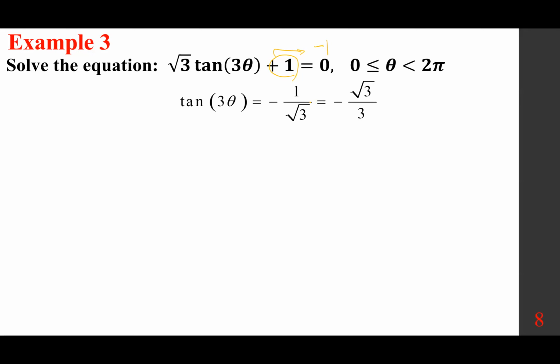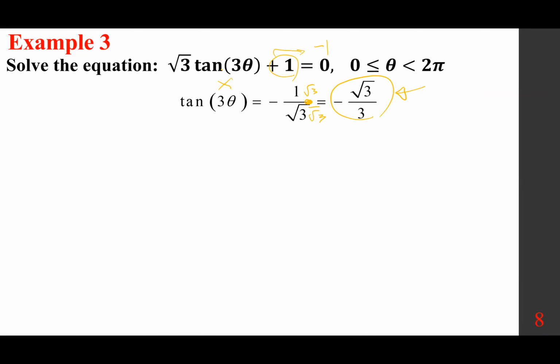And if you rationalize that, you get this one, because this is a common arc. You should know that. And if you want, you can even assume this is x. So if tan of x is negative square root of 3 over 3, what is x? I'm going to explain how to find that.